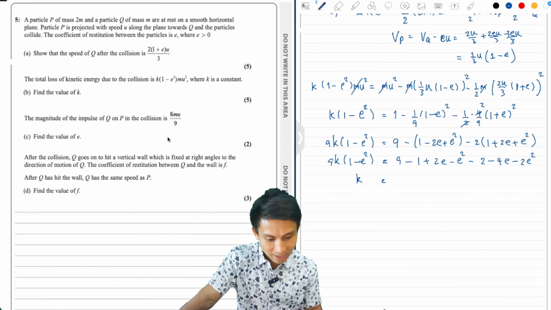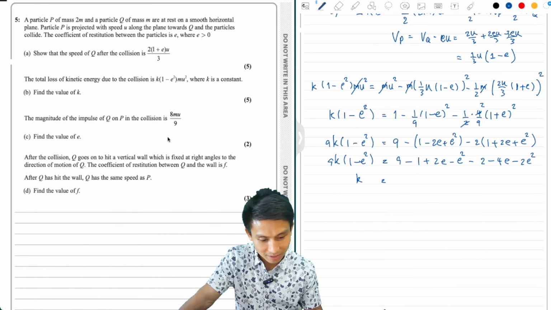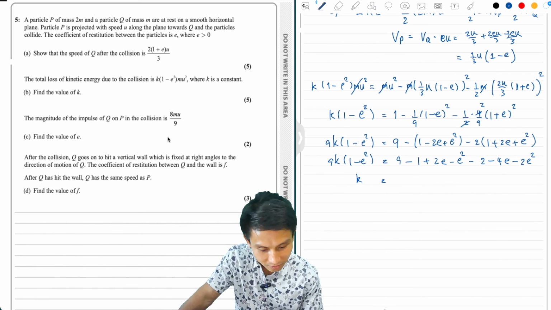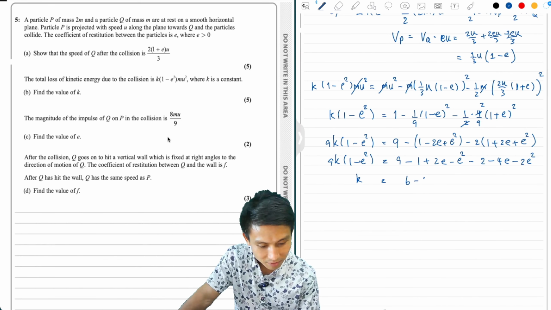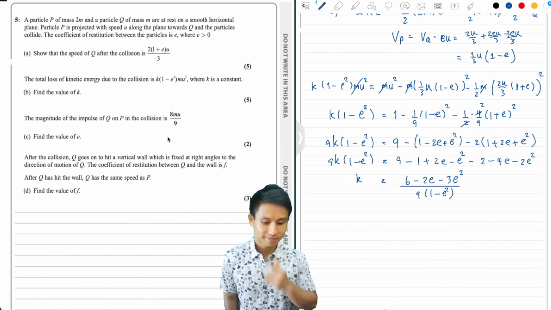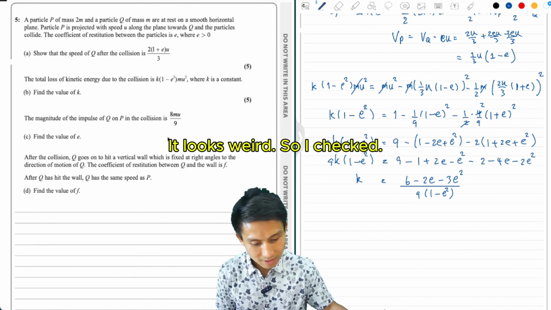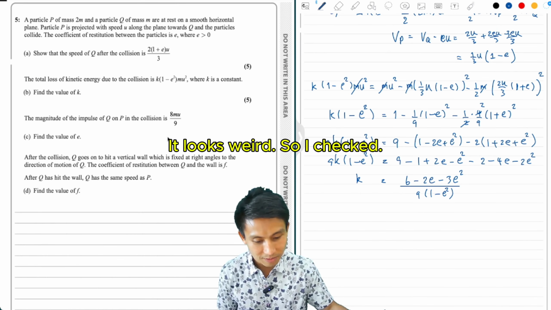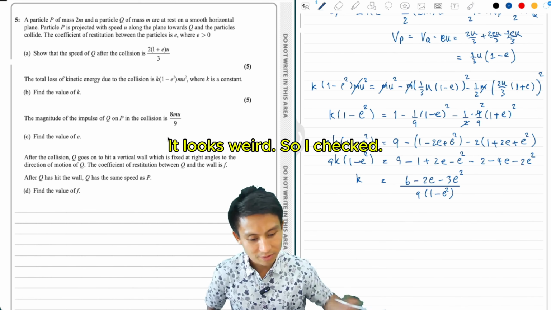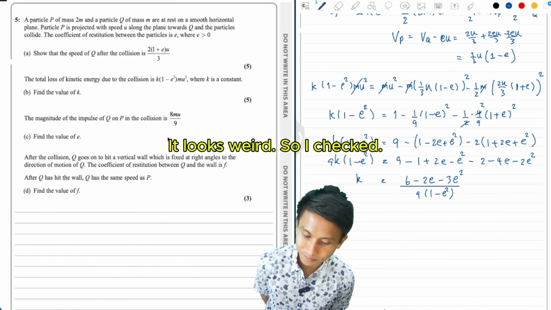Now simplify the right hand side. So that becomes a 6, right? The number. And the e becomes a minus 2e. And the e squared becomes 3e squared. Over 9(1 minus e squared). Okay. Right. I'm just going to double check this first, see if I got everything right.